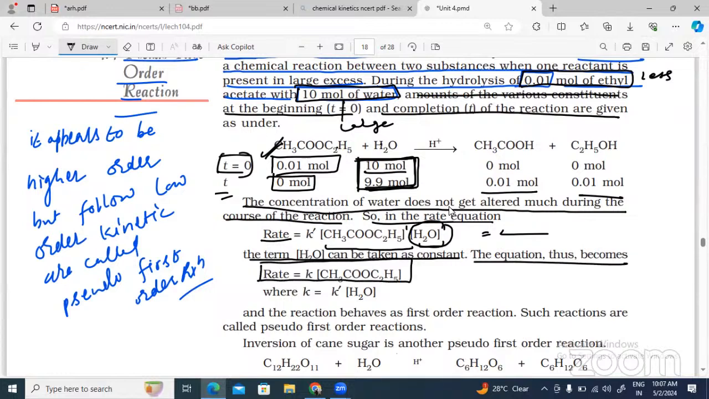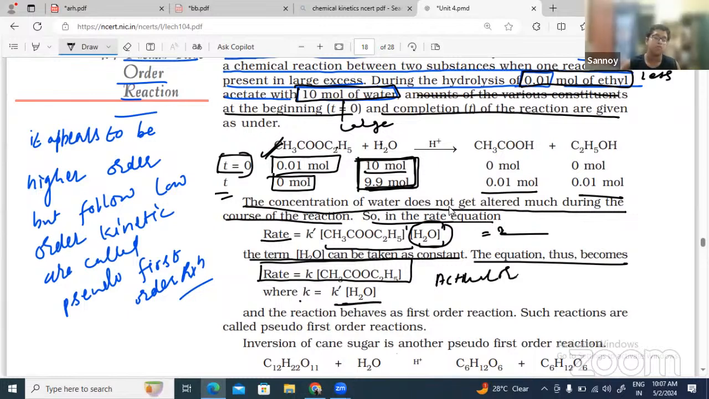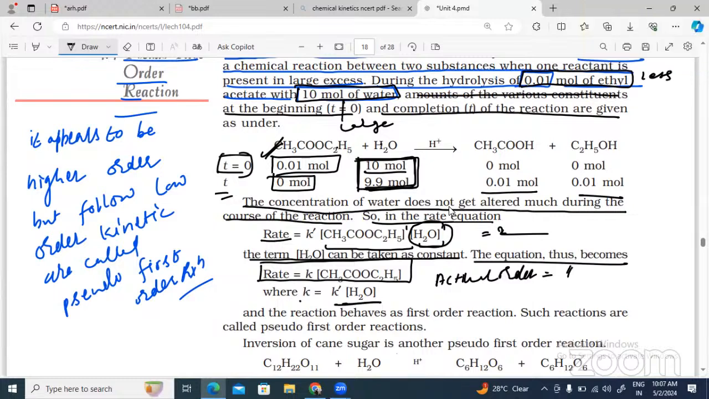The equation thus becomes: rate is equal to K times CH3COOC2H5. Water becomes constant; its concentration is not changing. So here it appears to be 2, but the concentration is not changing. So if you are finding the actual order, the actual order is 1. Although it appears to be second order because water is there, it follows first order because the water concentration is not changing.